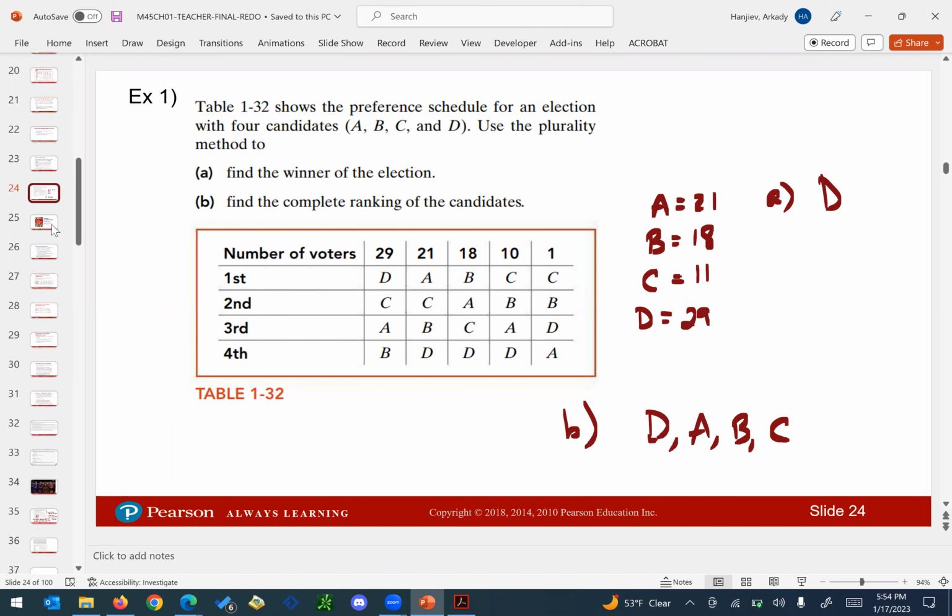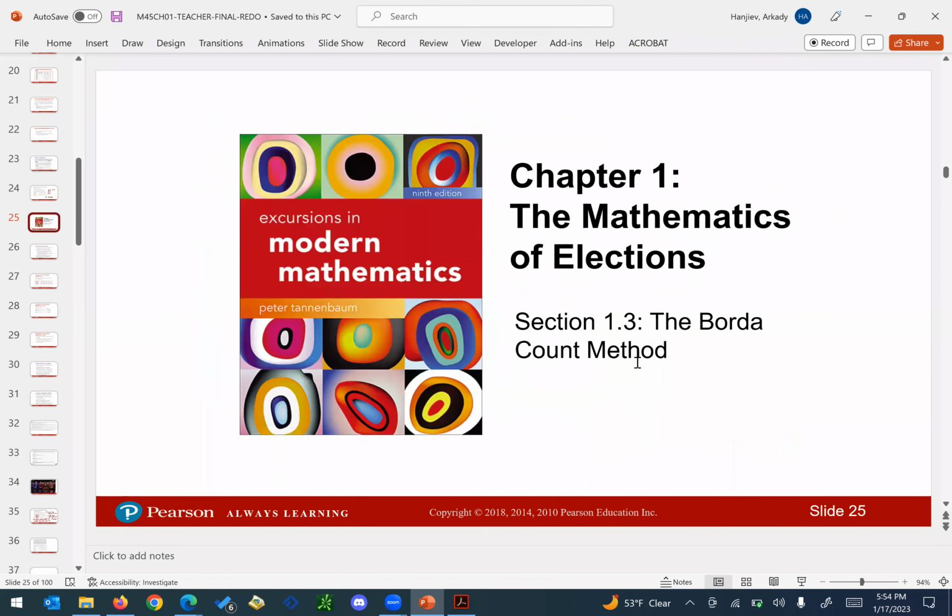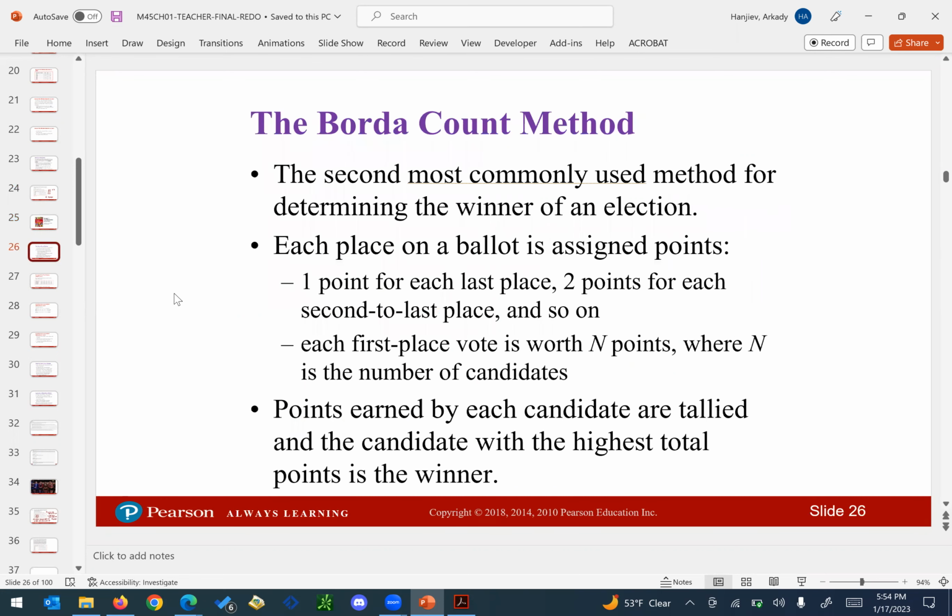Okay, and the last one, here it is, 1.3. It's called the Borda count method. This one is a different method of counting. Is it more fair than the other one? I'm not sure, the rules are just made up, right? So let's see what the rules are. It is the second most commonly used method for determining winners of an election.